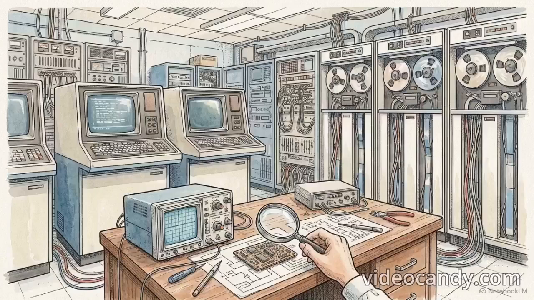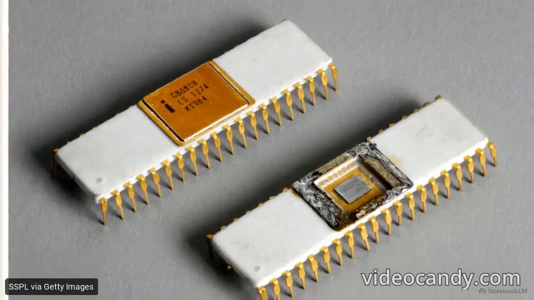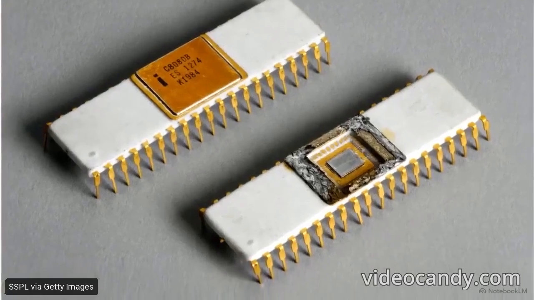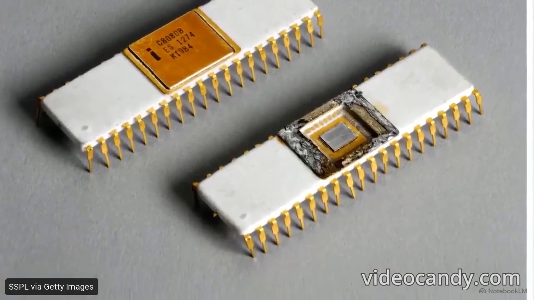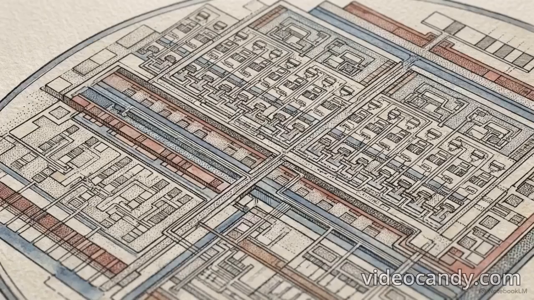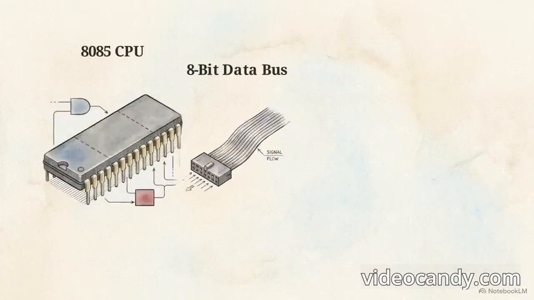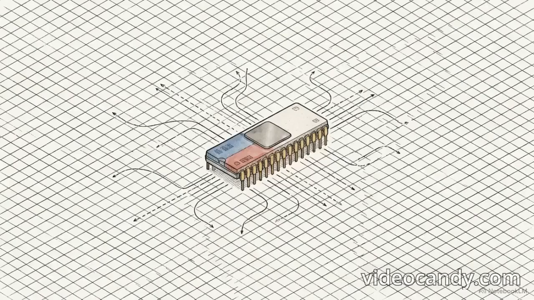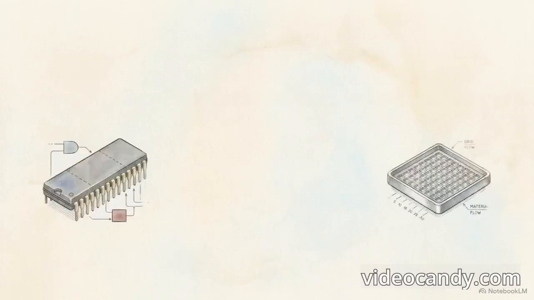If we want to understand the microprocessor revolution of the 1970s, we have to start with its physical reality. These white ceramic dual inline packages with their rigid rows of gold pins were the tactile foundation of early computing hardware. Specifically, this is the Intel 8085. It is an 8-bit microprocessor manufactured using NMOS technology, designed to execute instructions and manipulate data 1 byte at a time.